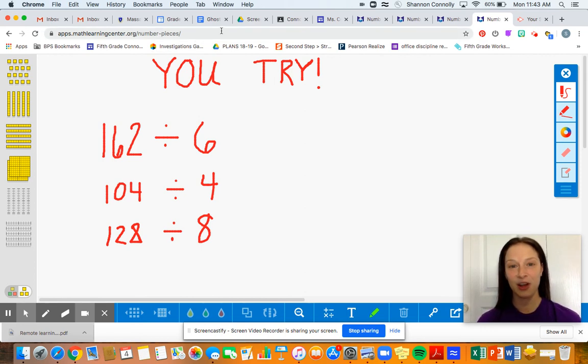Make sure you check out the next videos because we're going to get even deeper into division and we'll talk about 4-digit divided by 1-digit. We won't be using the base 10 blocks, but we'll have some other representations that'll help us.